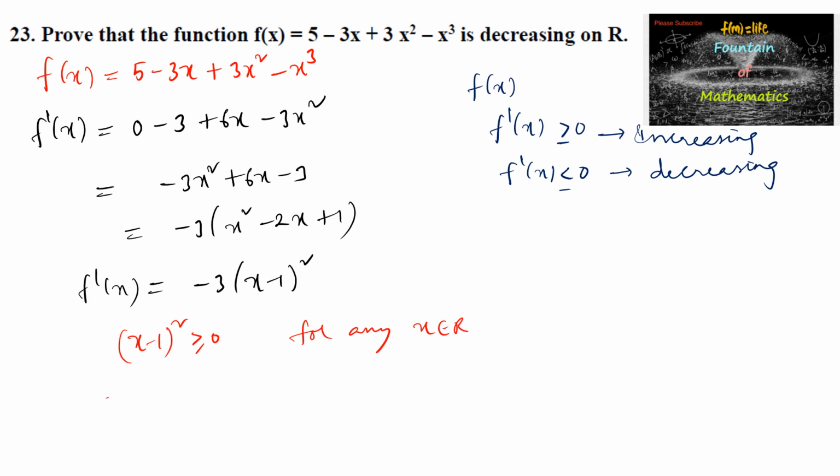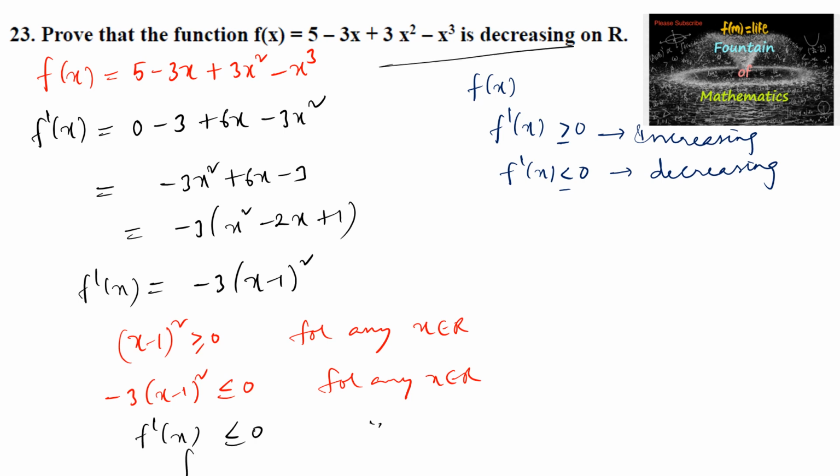So here we can say negative 3 times (x minus 1) whole square will be less than or equal to 0 for any x belongs to R. And hence we can say f dash of x is less than or equal to 0 for any x belongs to R, and hence we can say the function f is decreasing. Therefore, f of x is decreasing on real numbers.